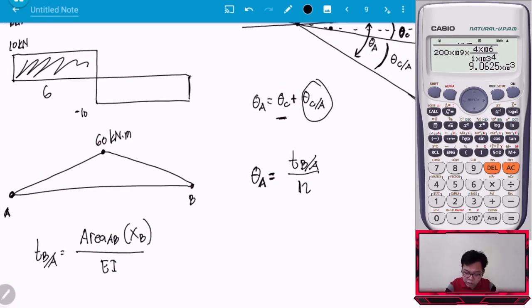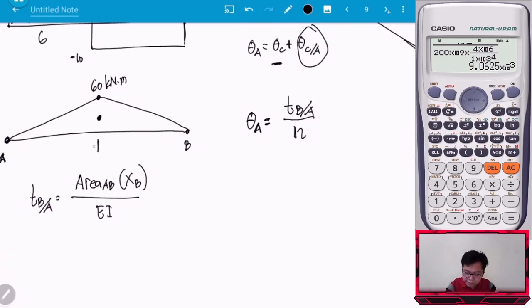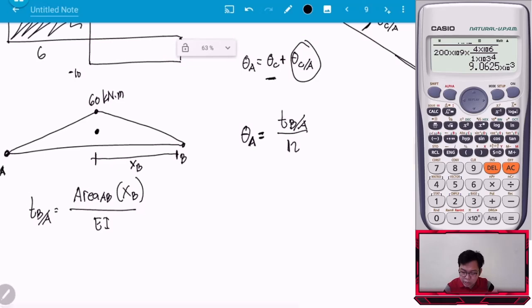Obvious na ito yung centroid is nandito. So, yung XB natin is, ito lang. Kalahati, ito lang yung XB. So, I think, pwede na, no? Anyway, check down natin yung C to A.